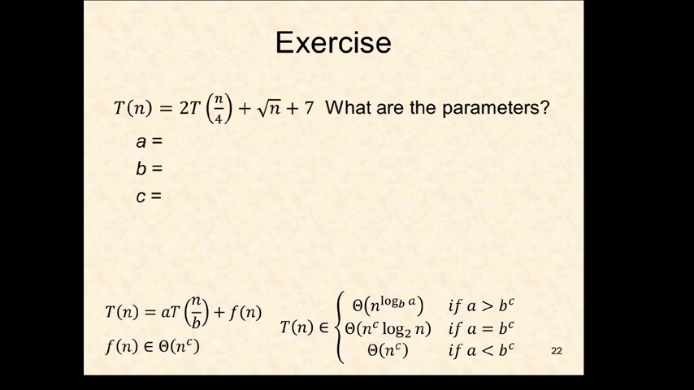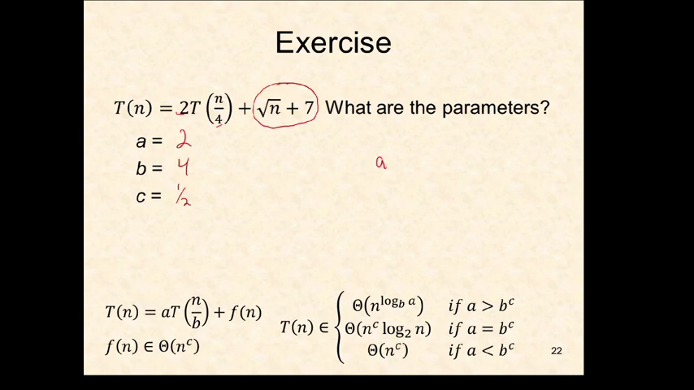Okay, so we got 2. All right, so A is equal to 2. Yep, that's out front. B is equal to 4. Yep, that's what we divided by. And C is equal to this portion. Well, this is the square root, is n to the 1/2 power. All right, so that gives me my A, B, and C.